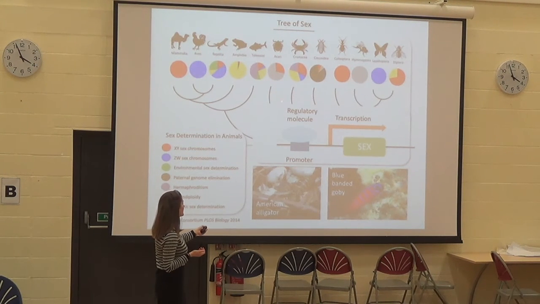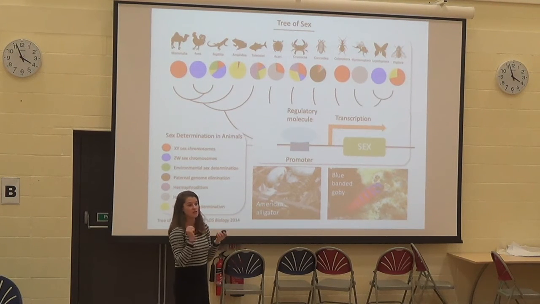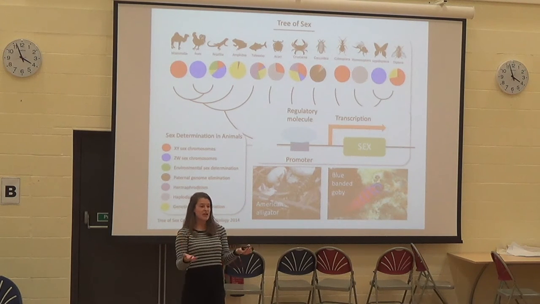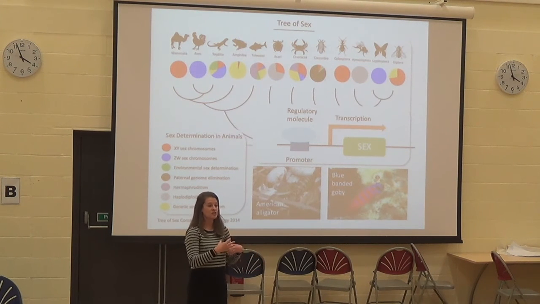And so there'll be some regulatory molecule that responds to environmental conditions that will then trigger transcription of the gene that determines sex, leading to the cascade of the sex determination pathway. So for example, in American alligators, it's the temperature at which the eggs are incubated that's important. At around 33 degrees, the clutch develops into mainly males. At about 30 degrees, it's mainly females.